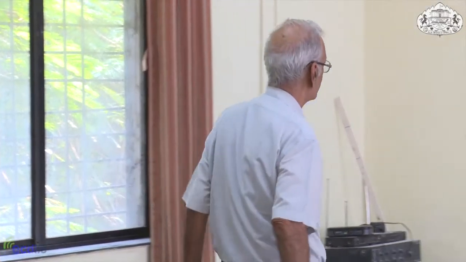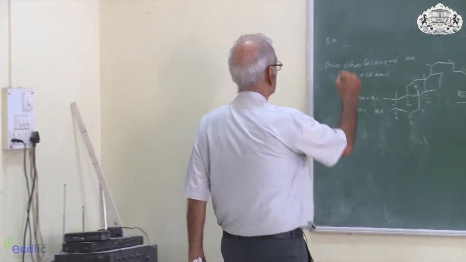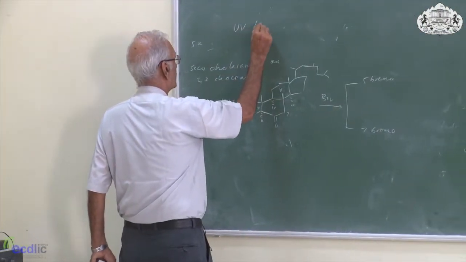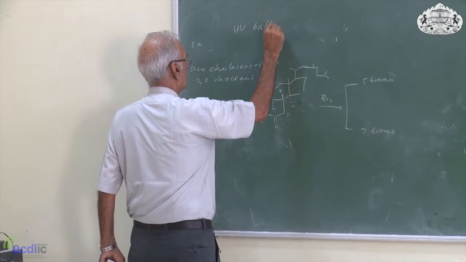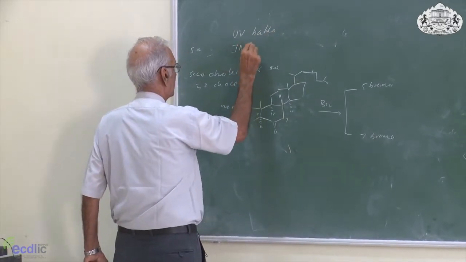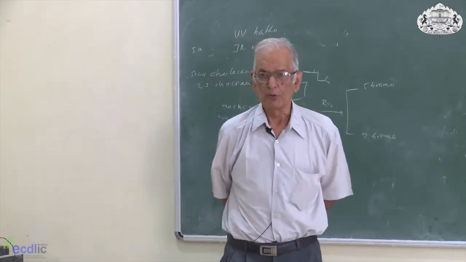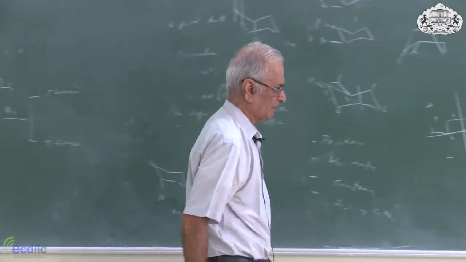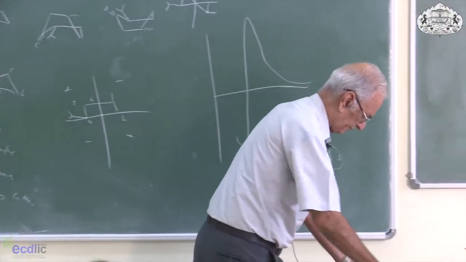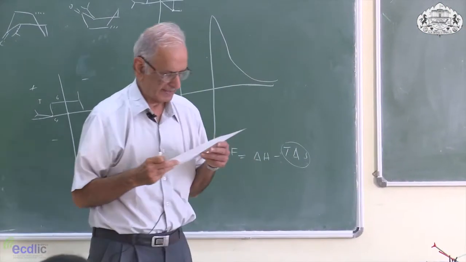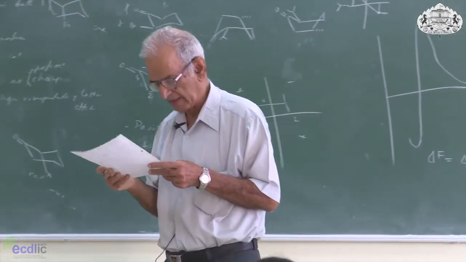So, UV shows bathochromic shift. IR shows no change. Therefore, halogen is axial.